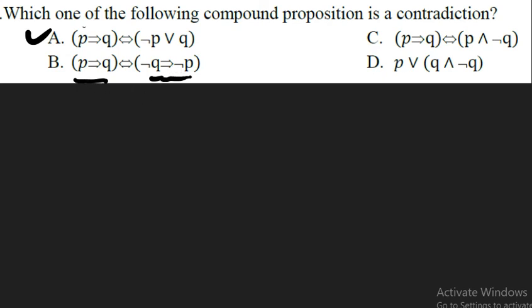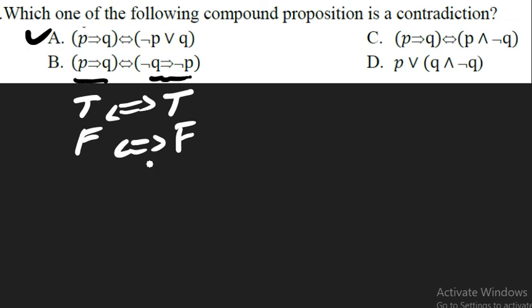So as I said before, if this part is true, this is going to be true because they are the same. If this is false, necessarily this will be false. So they are combined by biimplication. In the case of biimplication, if they have the same truth value, the whole compound statement is going to be true. So again, this is going to be a tautology. It's always true. Okay, the next part.